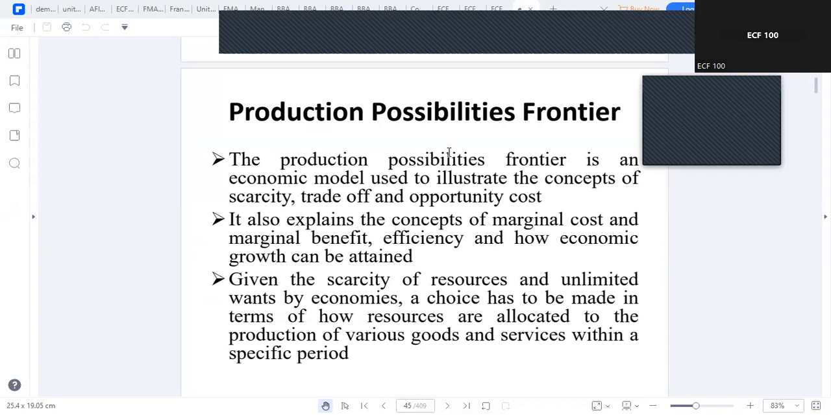A production possibility frontier is an economic model that is used to illustrate the concepts of scarcity, trade-off, and opportunity cost. The PPF explains the concepts of marginal cost, marginal benefits, efficiency, and how economic growth can be attained. Given scarcity of resources and unlimited wants by economies, a choice has to be made in terms of how resources must be allocated to the production of various goods and services within a specific period.